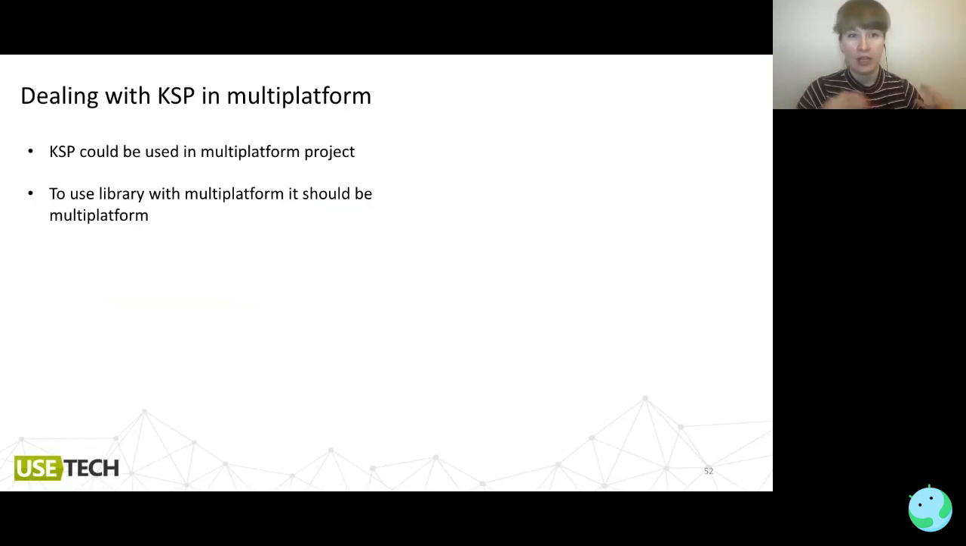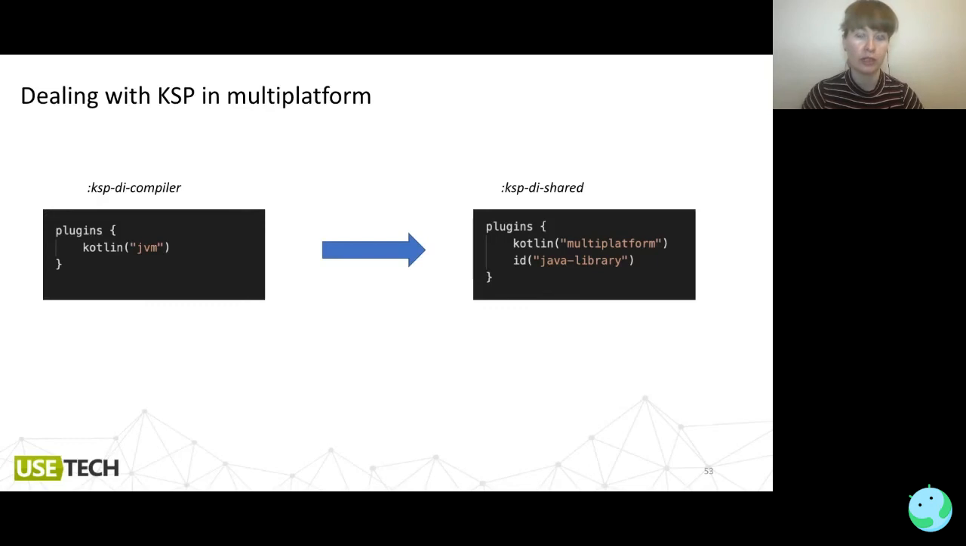So to use the library with Kotlin Multiplatform in a common way, we have to make it multi-platform. So we need to create a multi-platform library for our multi-platform project. And then we turn our compiler into a multi-platform compiler. I call it KSP DI shared, and it is not JVM now. It is multi-platform, and it also uses a Java library for its work.